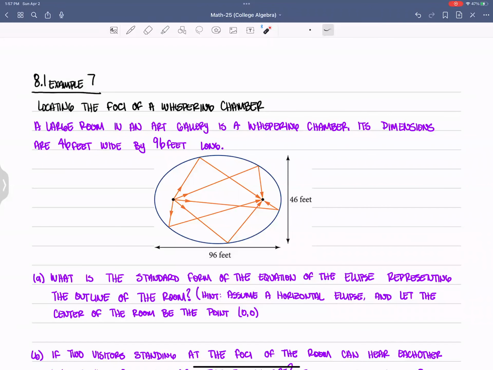Section 8.1, example 7, locating the foci of a whispering chamber. A large room in an art gallery is a whispering chamber. Its dimensions are 46 feet wide by 96 feet long. So the dimensions that we have right here.